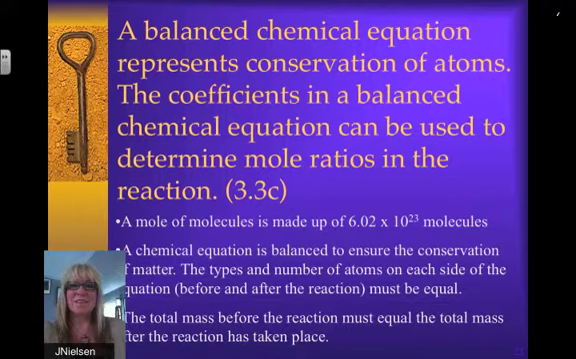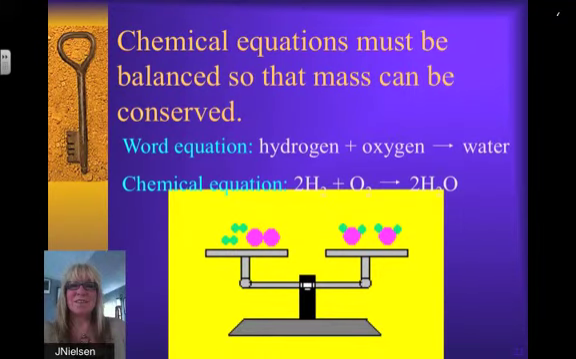A balanced chemical equation represents a conservation of atoms, and the coefficients in a balanced chemical equation can be used to determine the molar ratios. So here I have a word equation and my chemical equation, and it says 2H2 plus O2 yields 2H2O. So I have 4 H's on the left, 1, 2, 3, 4, there they are. 4 H's on the right, 1, 2, 3, 4. 2 O's on the left and 2 O's on the right.